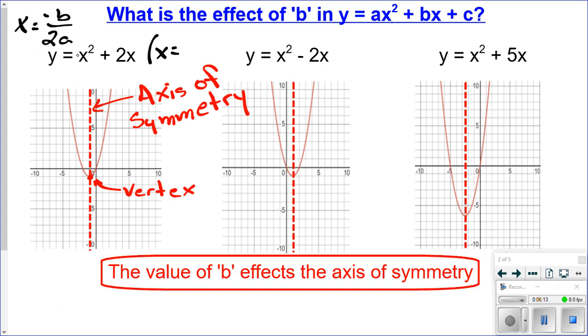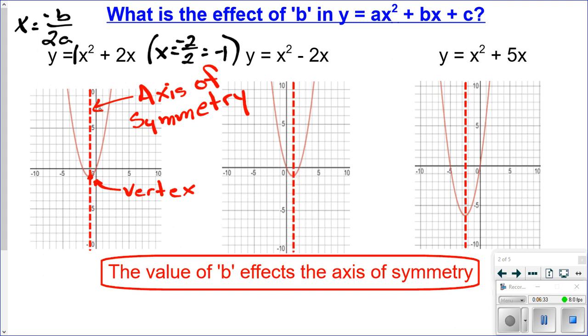Remember, the a value here, the coefficient of x squared, is 1. It's not written. So you take the b value, take the opposite of it, so make it negative 2, and then put it over 2 times 1. So you'd have negative 2 over 2, which is equal to negative 1. That's our axis or our line of symmetry.